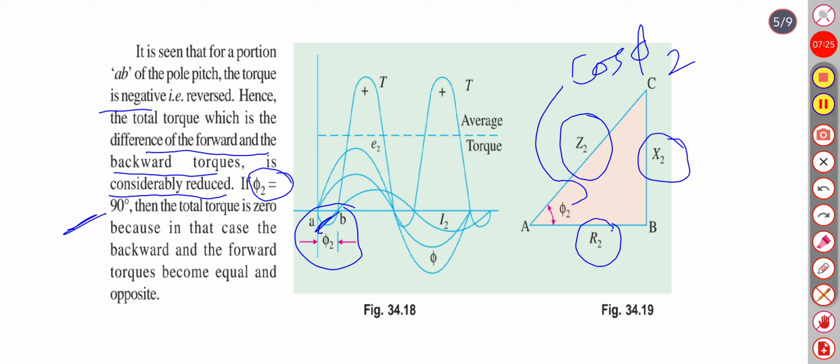Here the angle phi 2 is considered to be 90 degrees. At that time, the torque is almost 0. The total torque at this moment is 0, because in that case the backward and forward torques become equal and opposite.